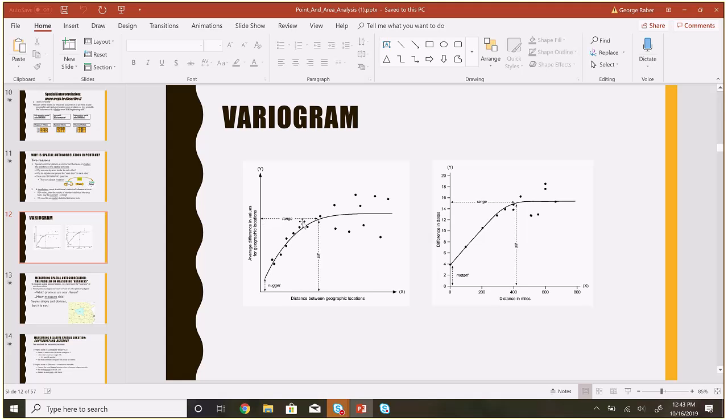The range is a more important variable. The range is the point at which this curve levels off. And what it means when it levels off is that there's no more correlation. In other words, the distance between geographic locations isn't causing the scatter plot in this case to turn at all. It just levels off. In other words, there's as many high values as there are low values. And what that means is that there's no spatial autocorrelation that occurs beyond that range.